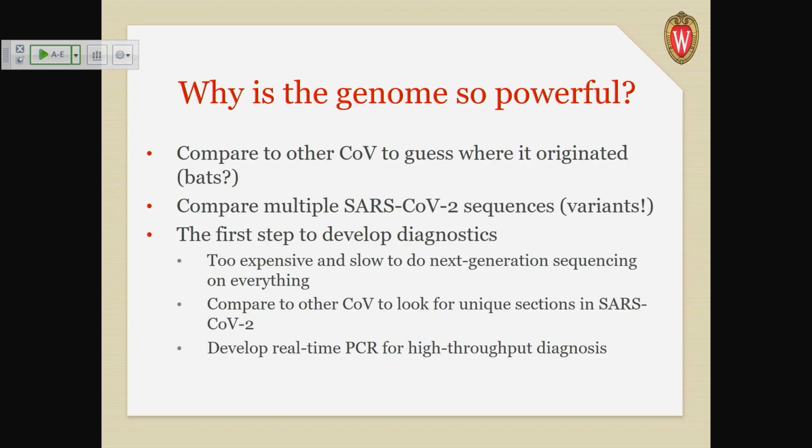And you can also take multiple different SARS-CoV-2 genomes, line them up, and look for differences in them to identify new variants. That's how new variants were identified. But the most important thing early on in the pandemic was posting this genome publicly so that the whole world could develop diagnostics, because it's way too expensive, way too slow to do next-gen sequencing on everybody for diagnostic uses. But once you have that genome, you can align the new genome with all the other coronaviruses you have and look for unique sections within the new genome, because that's what you want to target for PCR, to make sure that it's sensitive and specific PCR.